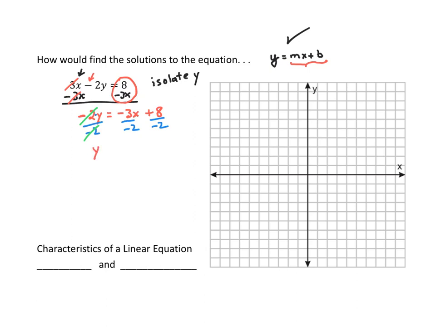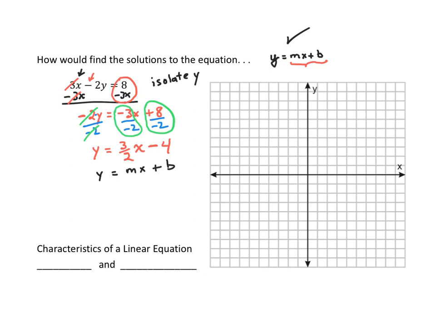So we have y equals. Now all I have to do is simplify. When we simplify this one, we have negative 3 over negative 2. We're going to write that as 3 over 2, because a negative over a negative is positive. So that's positive 3 over 2. Then we have our x. Okay, then we have positive 8 divided by negative 2, and positive 8 divided by negative 2 is negative 4, so minus 4. Okay, now this equation is in the form of y equals mx plus b.